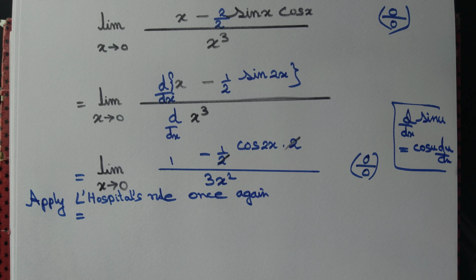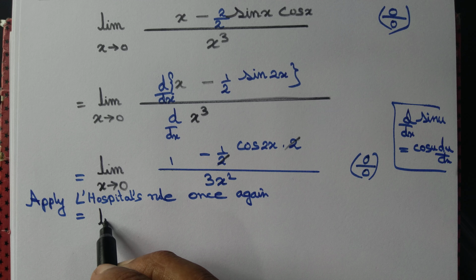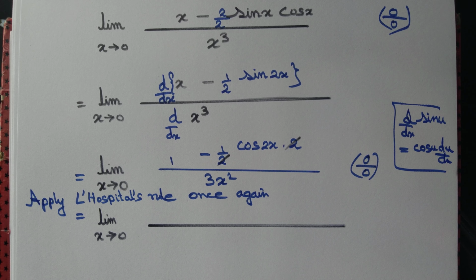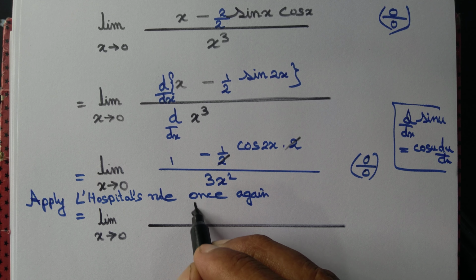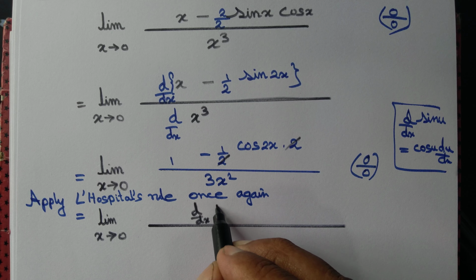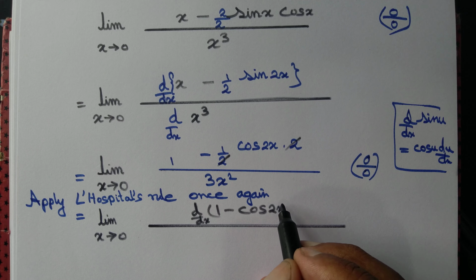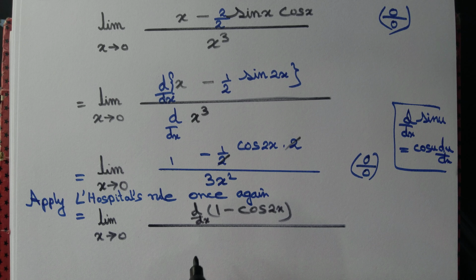So the limit must be equal to the limit as x tends to 0. Once again, we simply differentiate the numerator, so d/dx of (1 minus cos 2x), and then differentiate the denominator, so d/dx of 3x squared.